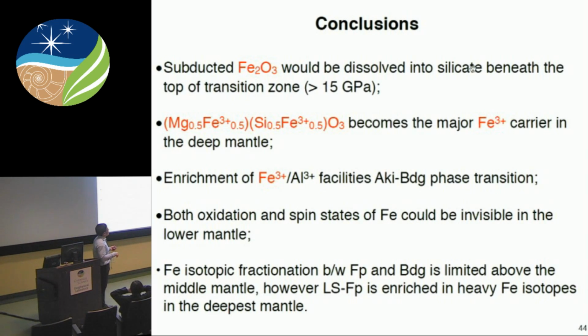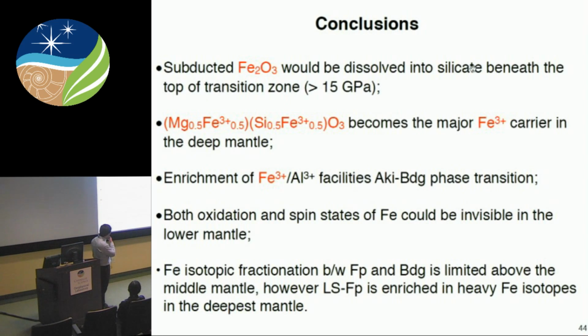So based on our multi-level experiments, we conclude Fe2O3 is not a single phase when slabs penetrate the transition zone. In fact, this solid solution forms, and it could become the major Fe3+ carrier in the deep mantle. And so the enrichment of either Fe3+ or aluminum could facilitate this post-akimotoite phase transition, and it would make the kinetic barrier not an issue anymore.